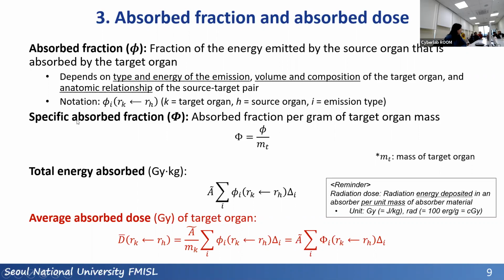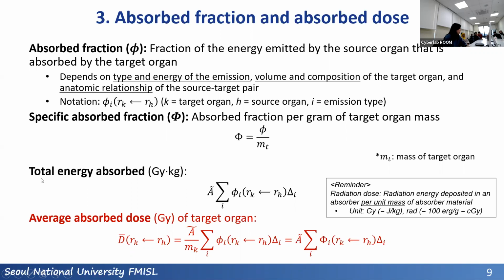And to reject the mass issues, so we can just define the specific absorbed fraction as dividing the absorbed fraction by the mass of the target organ. So you can just define it simply like this. So the total energy absorbed by the target from the source becomes simply multiplying the cumulative activity, the equilibrium constant factor, and the absorbed fraction.